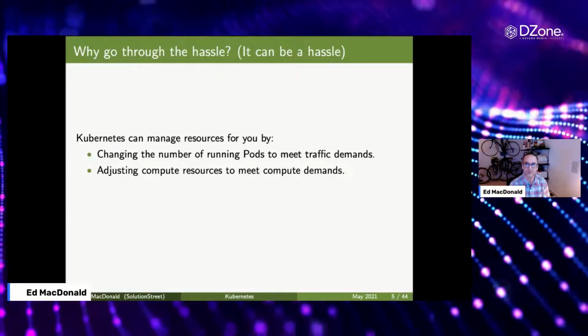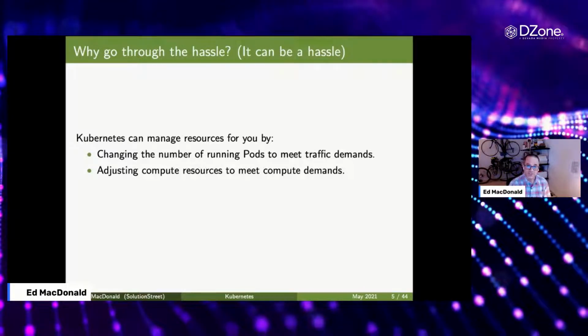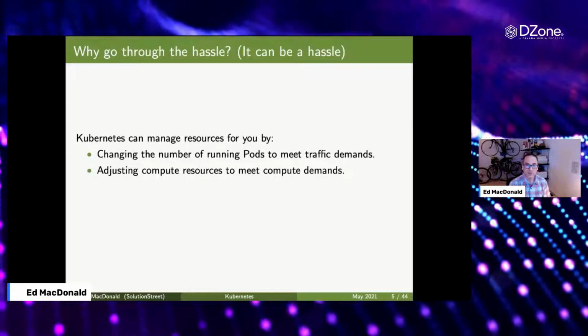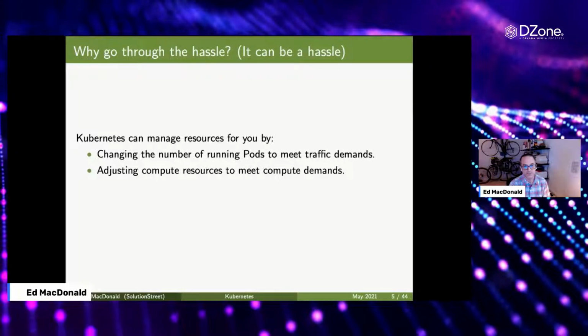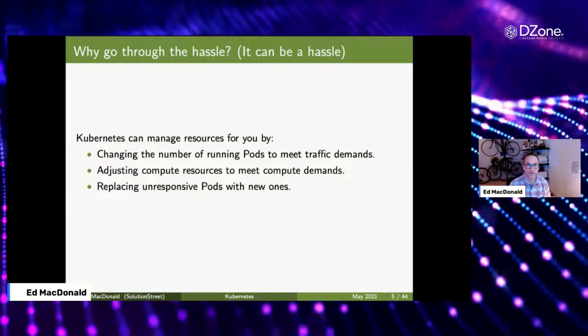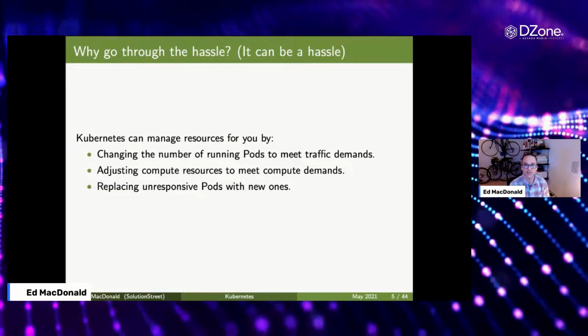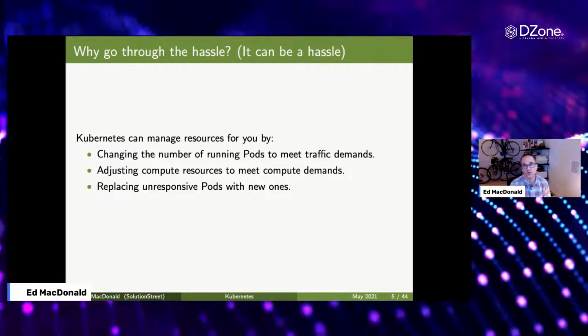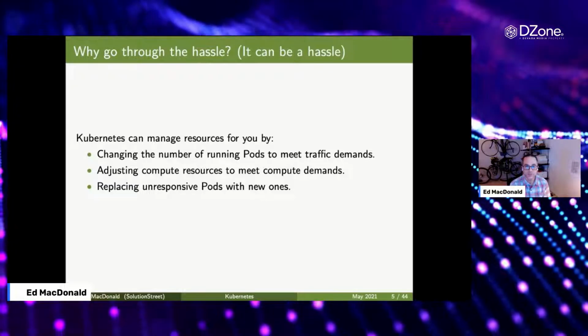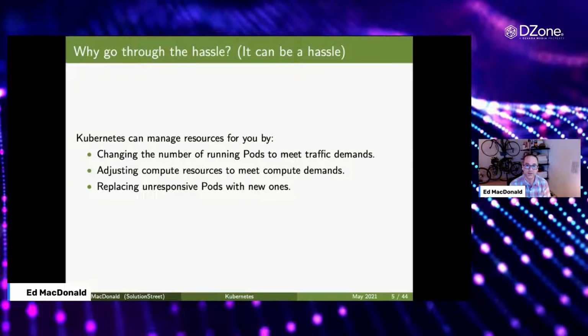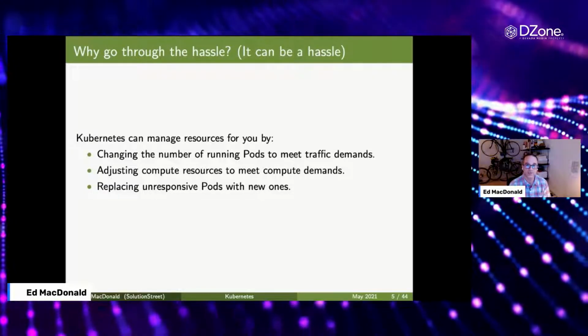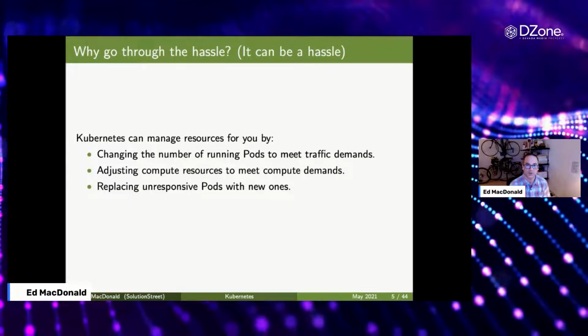You've got bandwidth, compute, and storage. And of those three, I think compute is probably consistently the most expensive. And Kubernetes will replace unresponsive pods with new ones. So no more getting paged at 3 a.m. when a service goes down. Kubernetes will detect when a service goes down and just restart a new pod and throw the old one away.